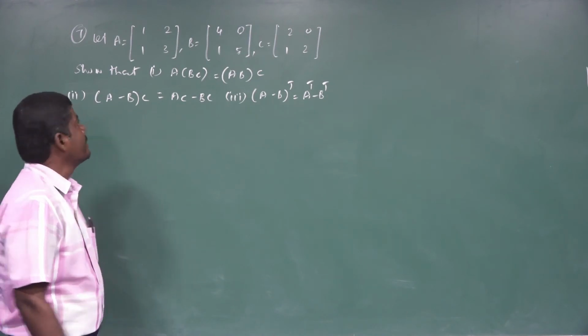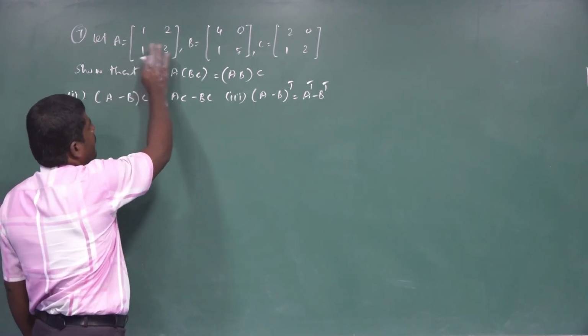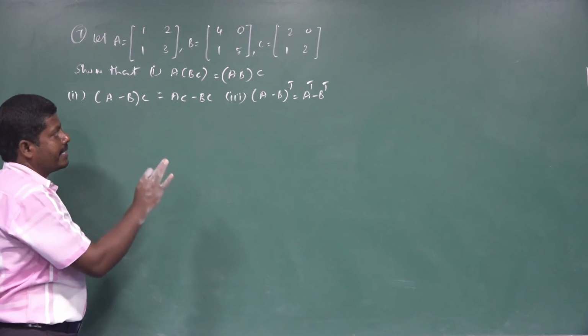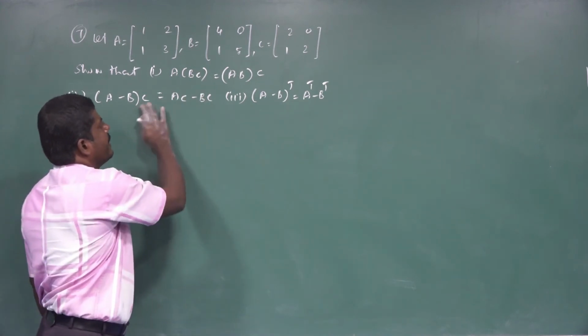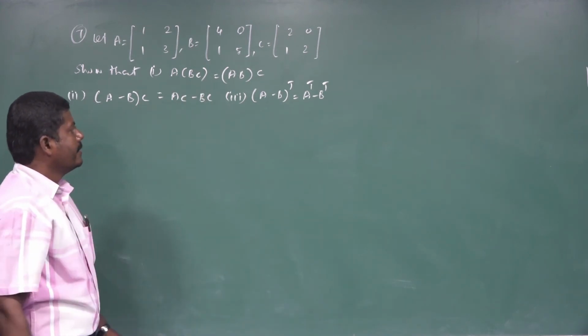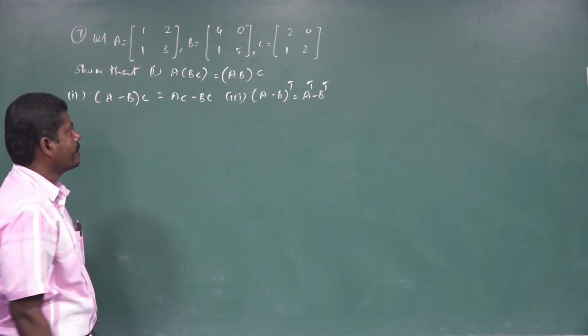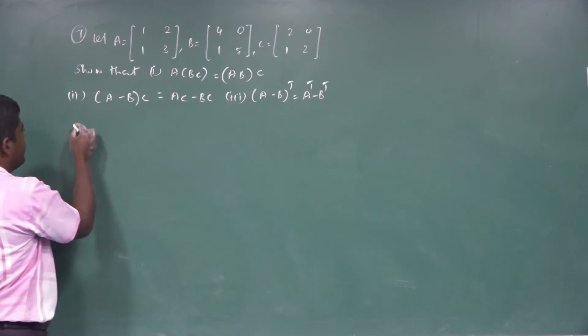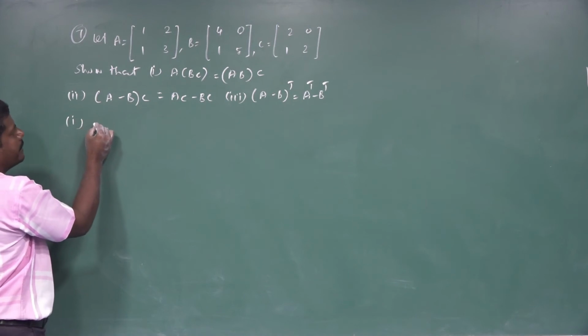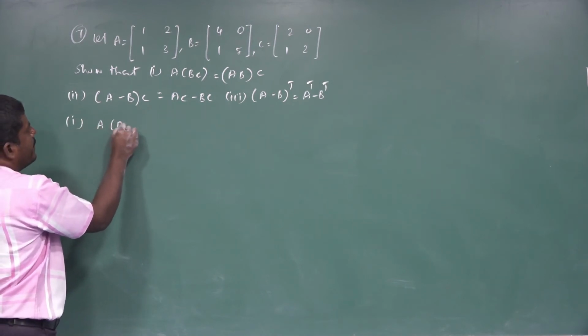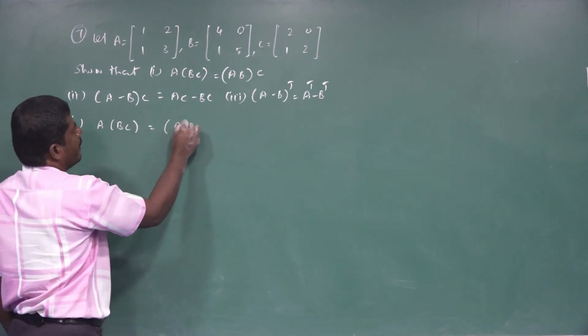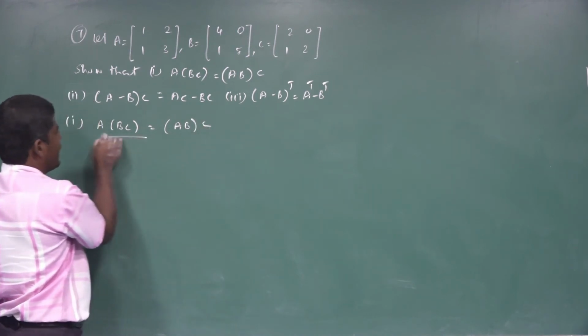Okay, next you listen, question number 7. Let A, B, C, 3 matrices be given. Using those 3 matrices, you want to verify these 3 questions. Now first you take the first question: A of BC equal to AB of C. First you take the left side.